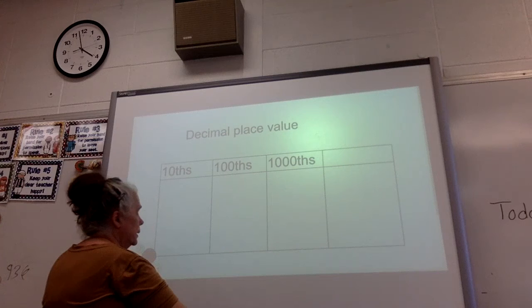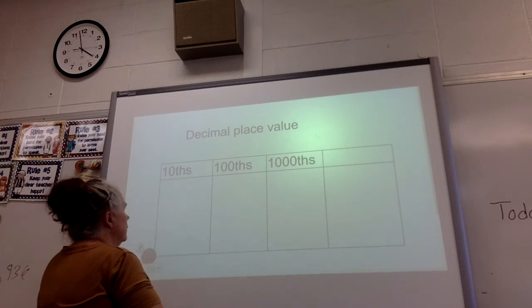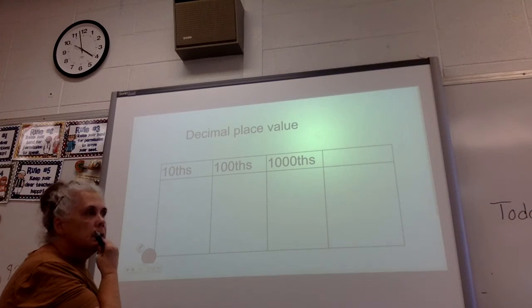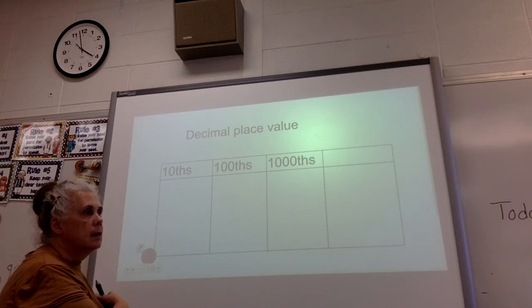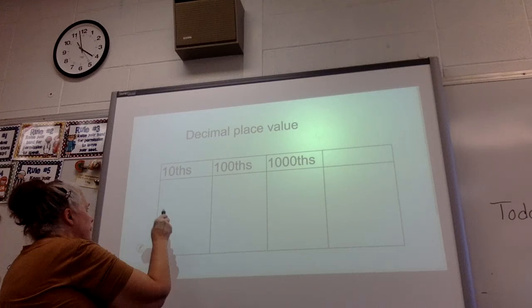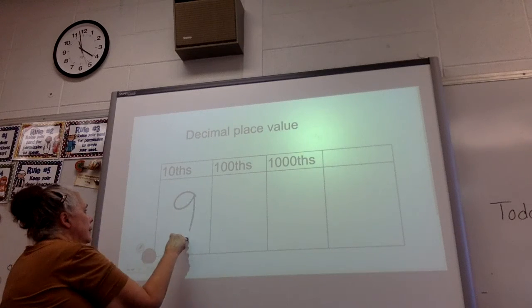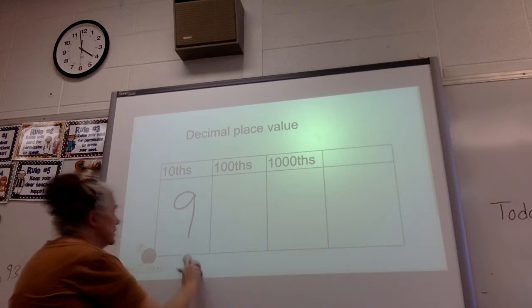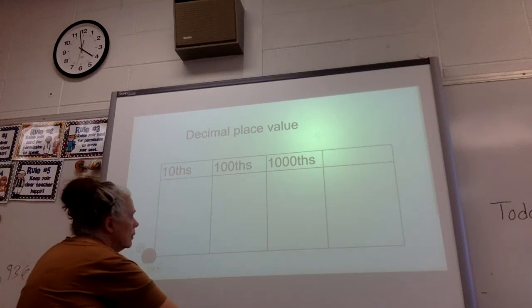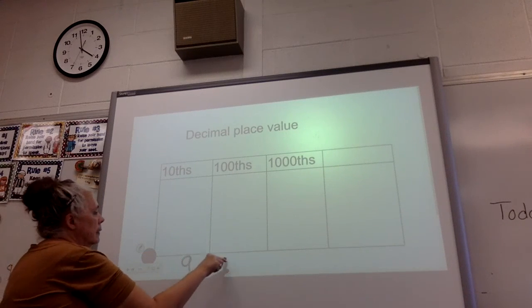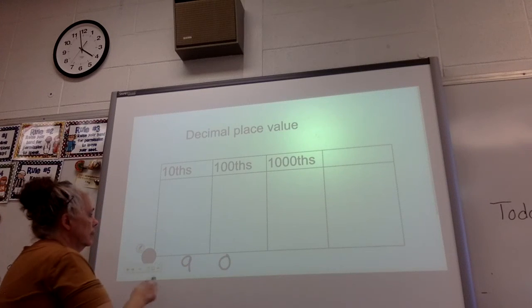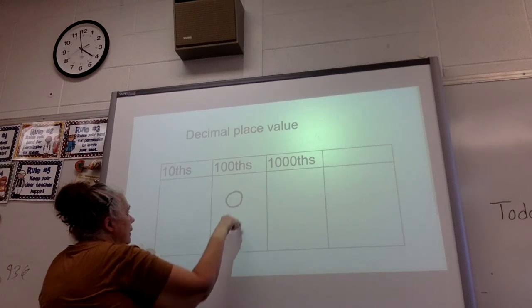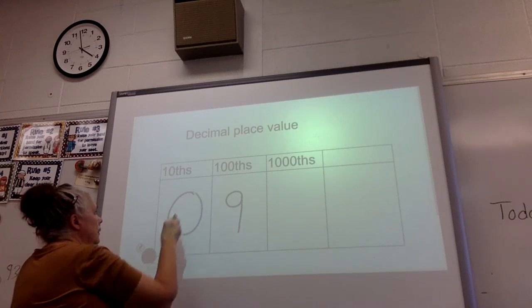Remember, if it trips you up, they're up here for now. How would you write 9 tenths? 9, the last spot is tenths. How would you write 9 hundredths? Well, it can't be here because this would be 90 hundredths, so that won't work. 9 goes in the hundredths spot.